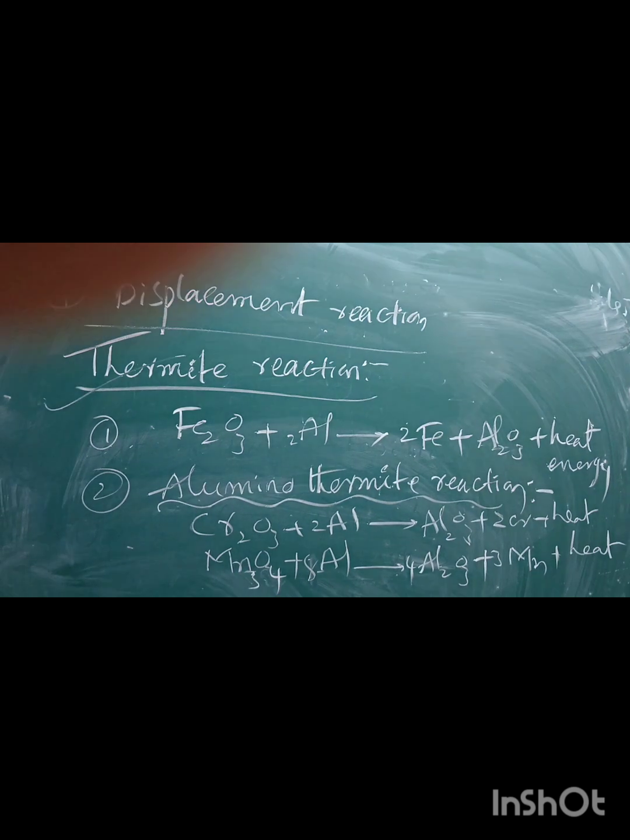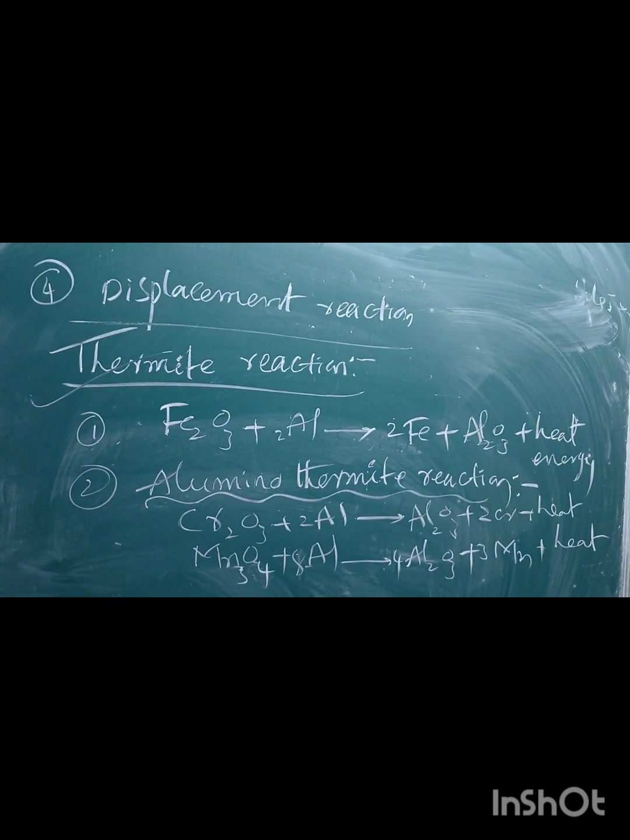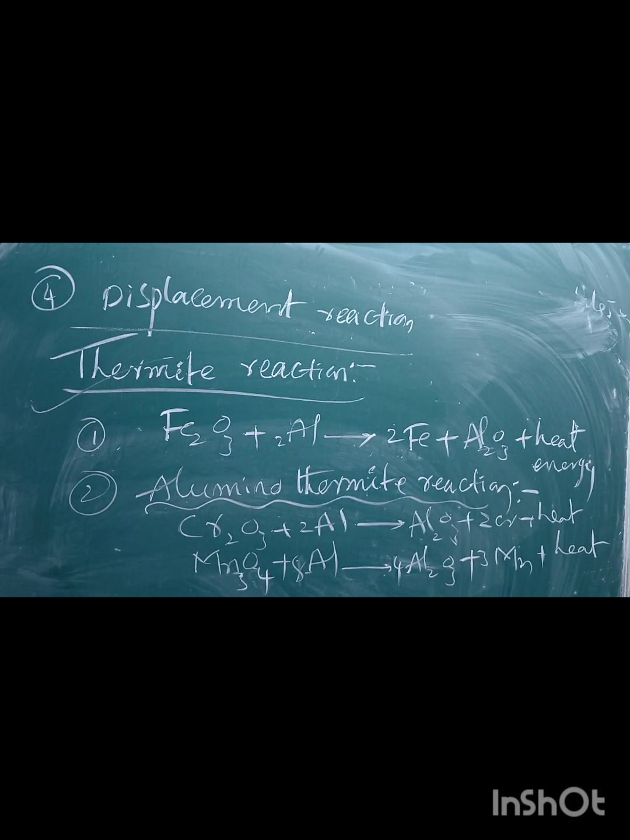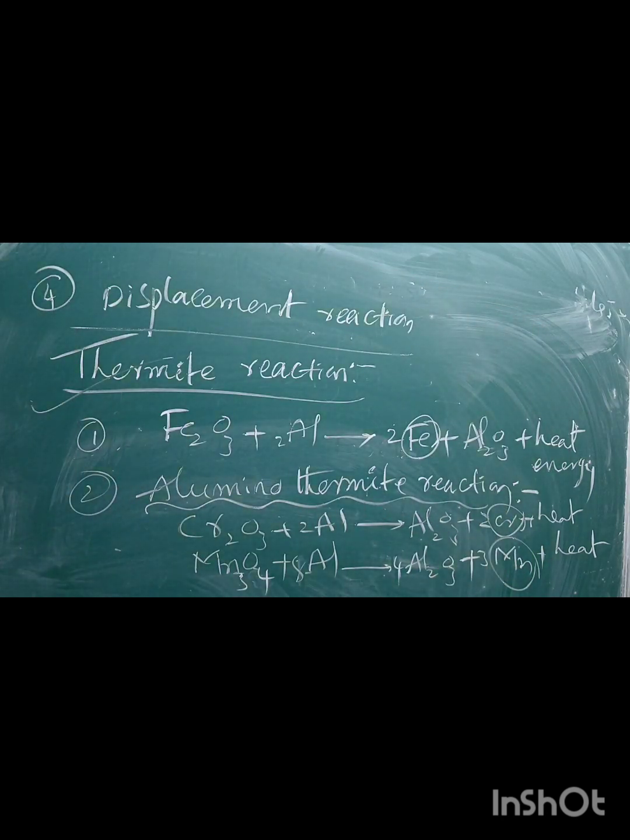The reaction between iron oxide and aluminium, that is in a 1:3 ratio, where the metal oxide is profitably displaced by another metal, releasing a huge amount of heat energy, is called thermite reaction. These are the various methods to extract the moderately reactive metals like iron, chromium, manganese. Thank you.